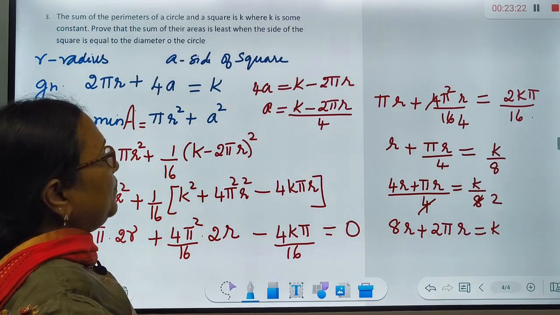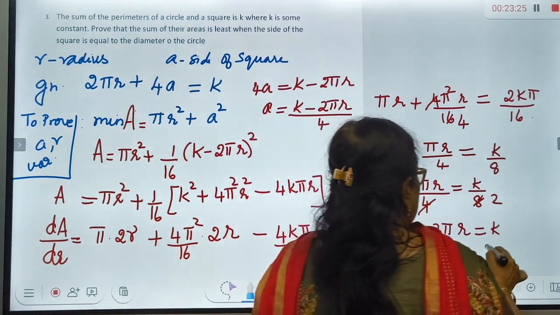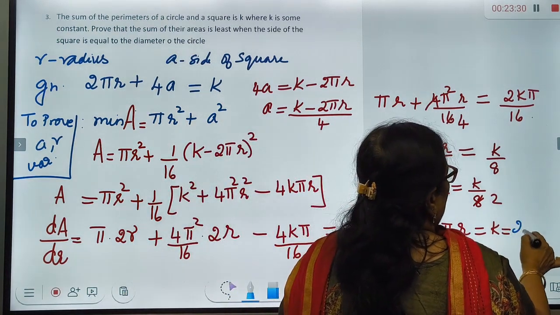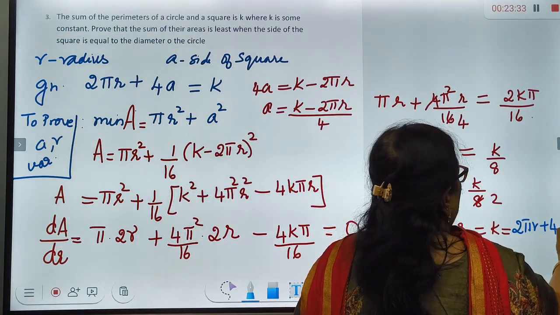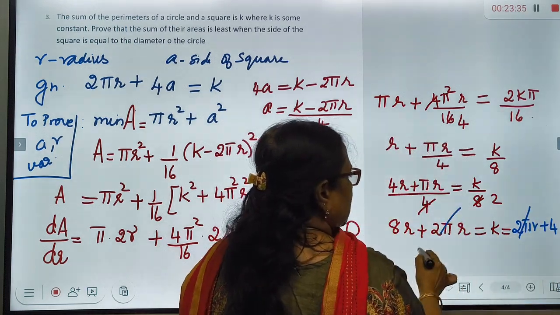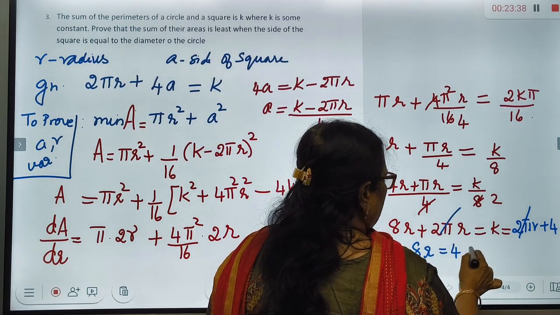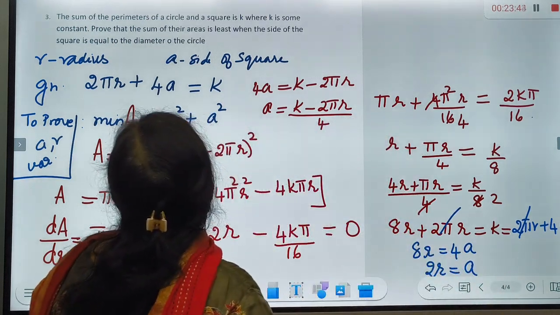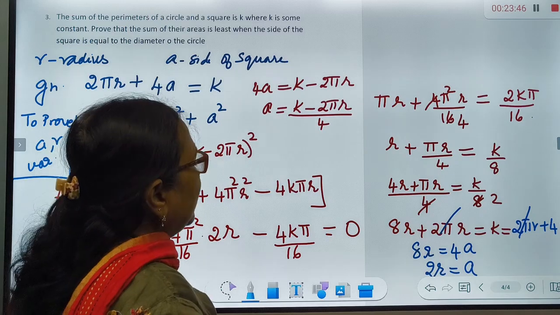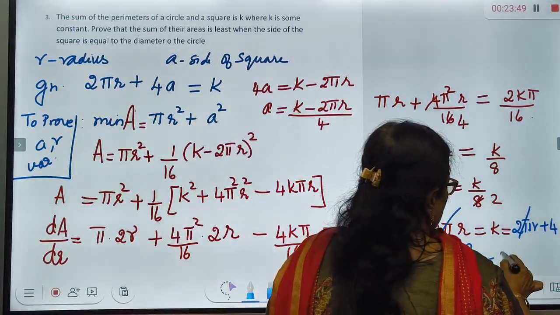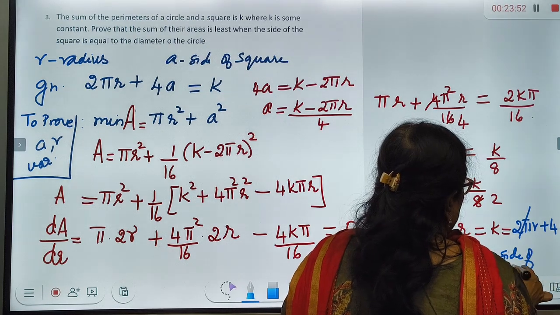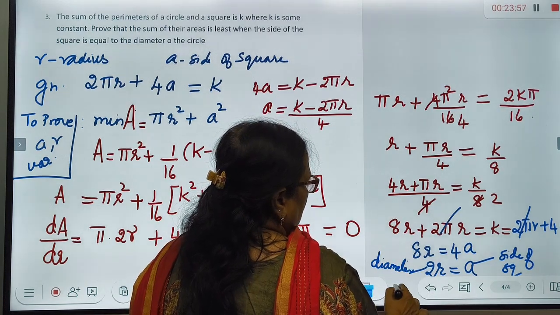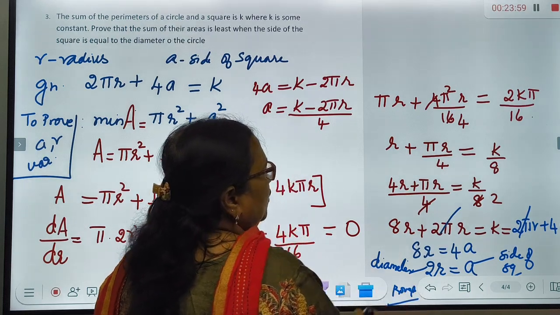But what is k? 2 pi r plus 4a. This is equal to 2 pi r plus 4a. So 2 pi r gets cancelled. So 8r equals 4a, or 2r equals a. That's what you have to prove. That is, side of the square is equal to diameter of the circle. This is side of the square. This is diameter of the circle. So proved. We have proved a equals 2r.